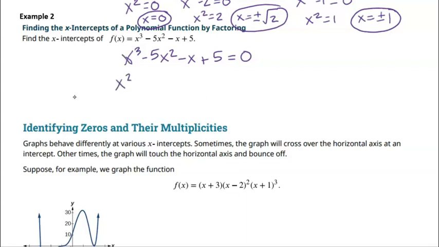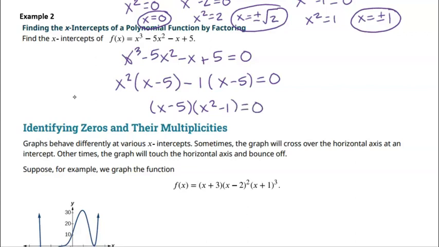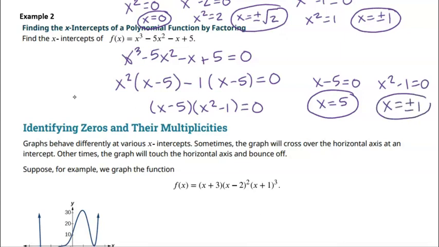I'm going to factor out an x squared for the first two terms, and I'm going to factor out a negative 1 for my second two terms. Second group, I guess my first and second term here, third and fourth term here. I then have x minus 5 as a common factor, and I'm left with x squared minus 1. So now I have this in factored form. That means x minus 5 could be 0, or x could be equal to 5. And x squared minus 1 equal to 0, we already saw that that would be plus or minus 1.